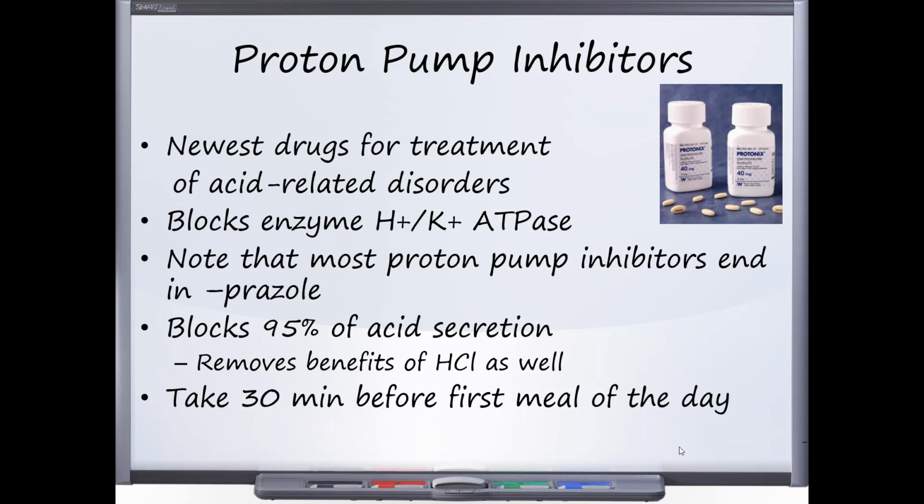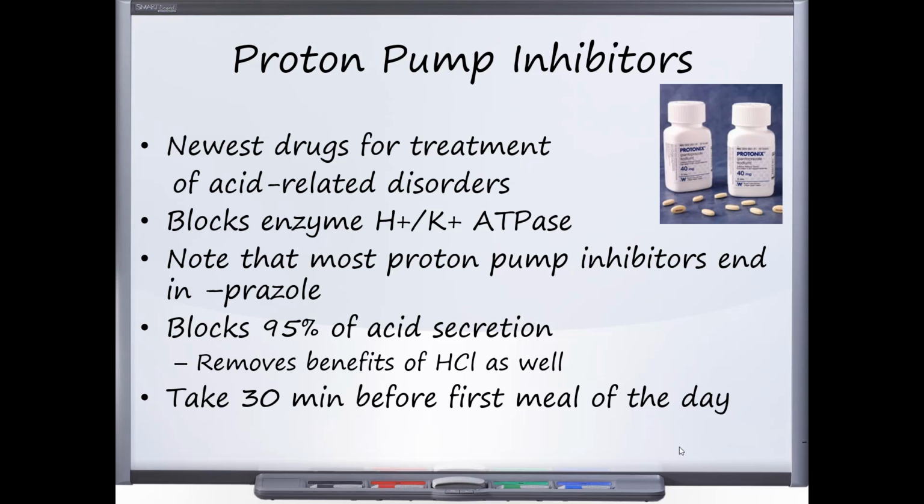So PPIs reduce acid secretions to a greater extent than the H2 blockers, and they have a longer duration of action. About 95% of the acid production can be blocked using a proton pump inhibitor, making the PPIs the most effective agent for treating acid-related disorders. So we can use PPIs for the treatment of peptic ulcer disease, the treatment of GERD, and also for maintenance therapy to prevent the reoccurrence of either one of those.